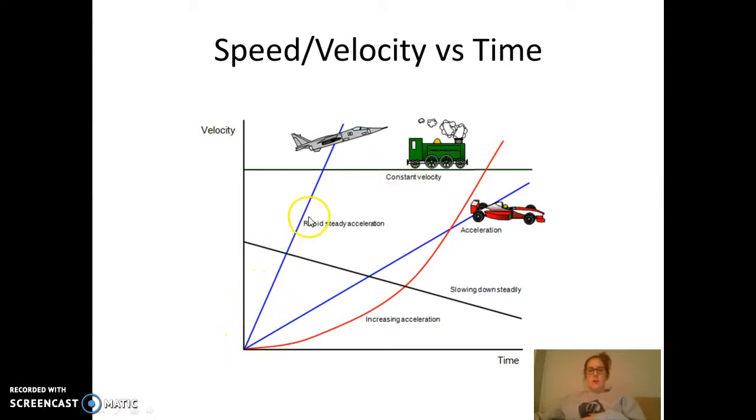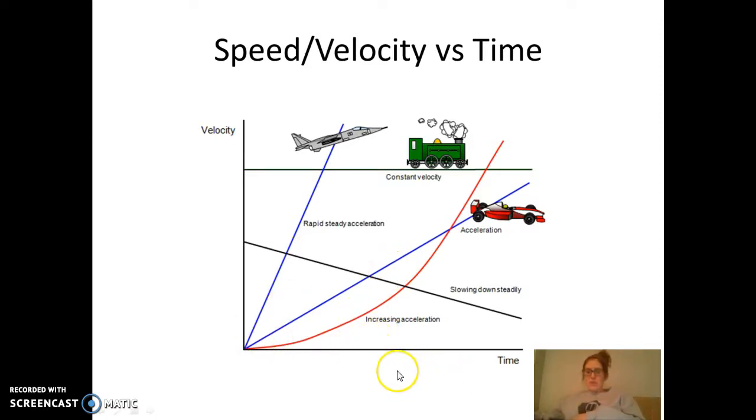If you have a nice straight line, this means that you have a really fast acceleration. If you have a negative slope, you have a deceleration or a negative acceleration. So the jet would be accelerating faster than the race car. That's pretty logical. And then if you have a curve, it's not linear, then that means you are accelerating, but you're not accelerating at a constant rate. Okay? And then you could also have a line that looks kind of like that, and that would mean that you're slowing down, but again, not at a constant rate.